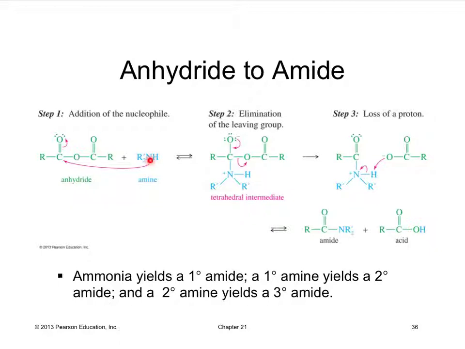Anhydrides to amide, your amine attacks, right? Electrons go up, forming that tetrahedral intermediate. Electrons come down, kicking off the electrons to the oxygen, forming the carboxylate, and that carboxylate will deprotonate, neutralizing it, forming the amide and the acid. Again, ammonia will yield the primary amide, primary amine, secondary amine, tertiary amide.